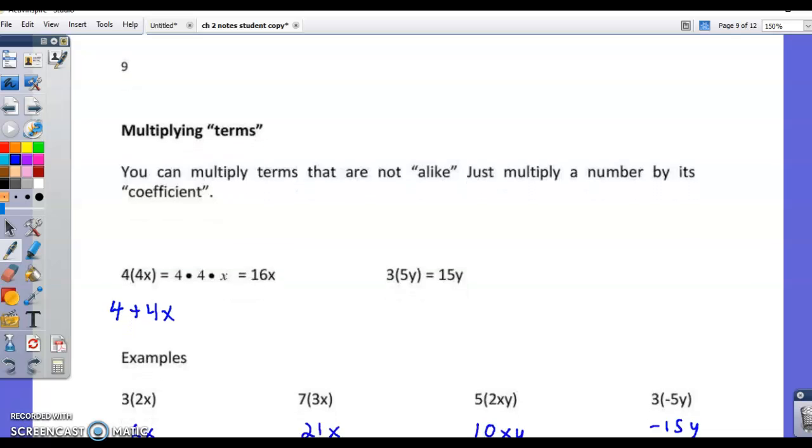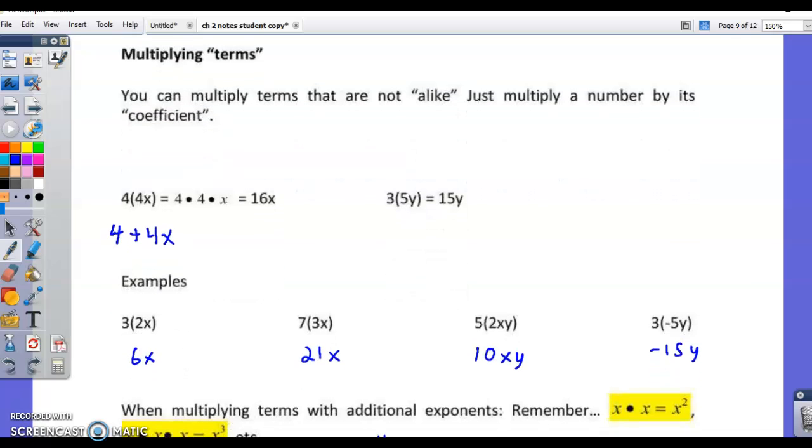We combine like terms, now we multiply them, and as we move forward, we're going to get into what's called the distributive property, where we might have to do both, right? We can multiply terms, and then we would combine terms to further simplify that problem.